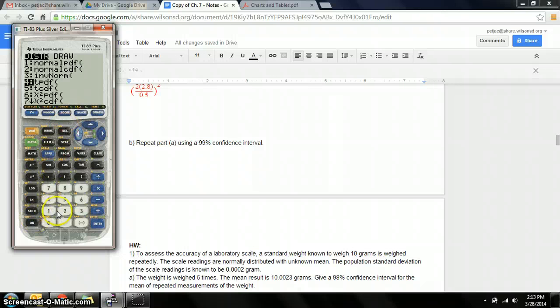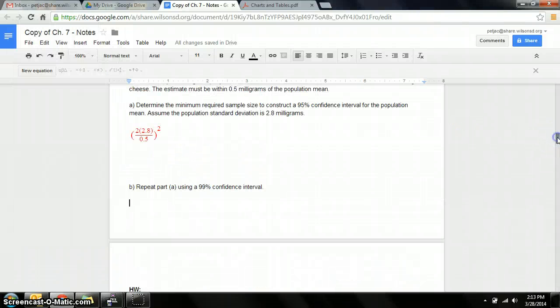So we take, once again, 2 times 2.8. And we get 5.6. If we divide that by 0.5, we get 11.2. Now if we square that value, we get 125.44. So that's our sample size that we need. But remember, with sample sizes, we always have to round up. So we want to round this up to 126 for our population.